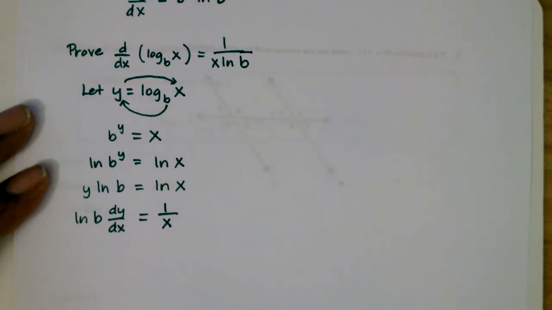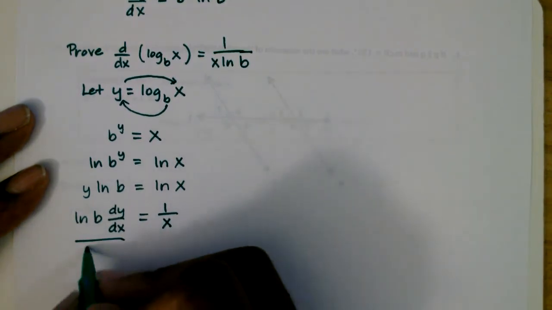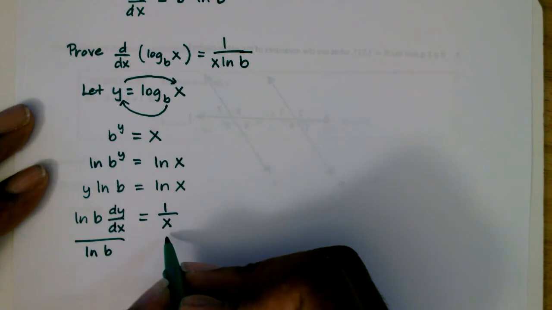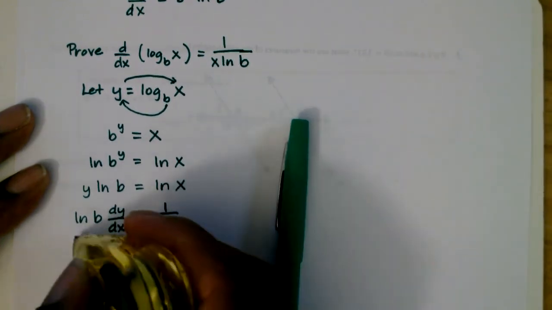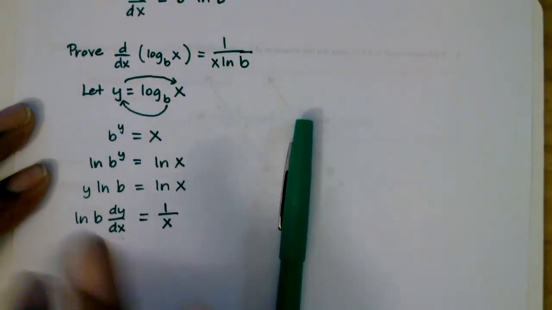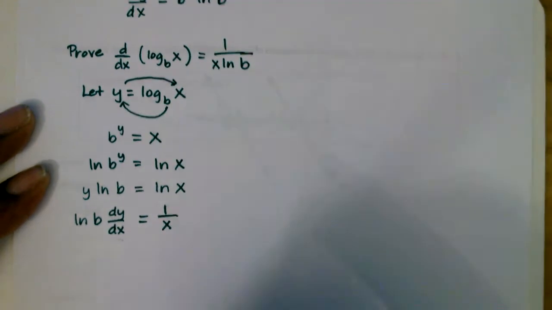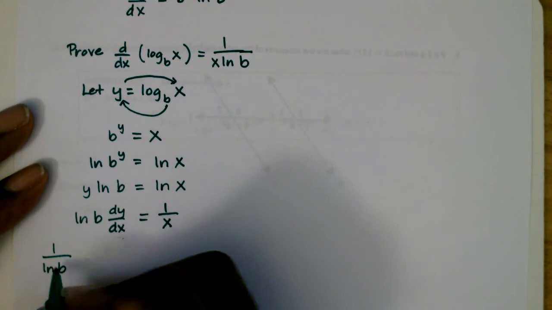And now I need to get dy/dx by itself. And to do that, I need to divide both sides by the natural log of b. Or better yet, since I get that fraction on the other side, that 1 over x, it'll be best to take the reciprocal of the natural log of b. That'll be 1 over natural log of b.